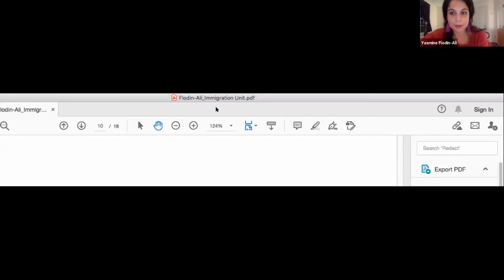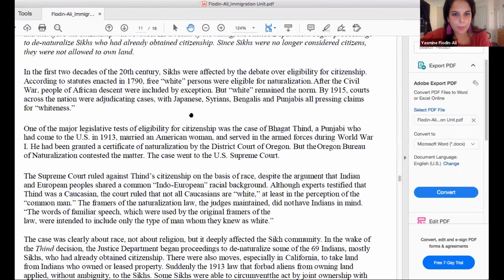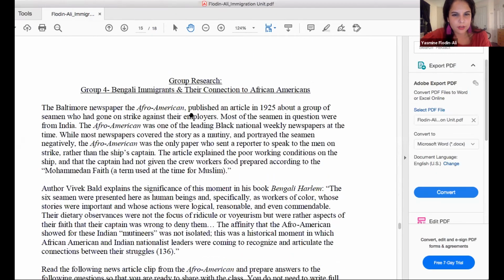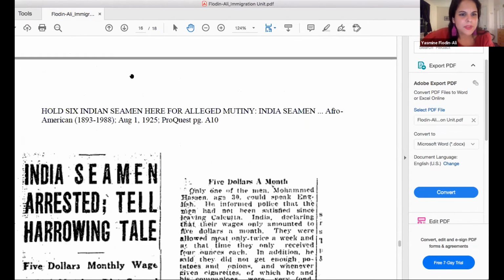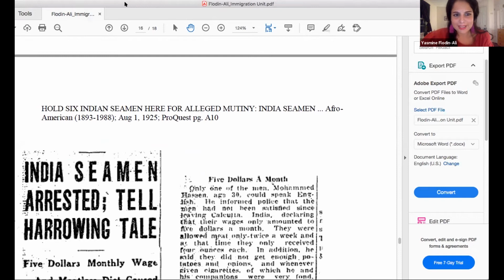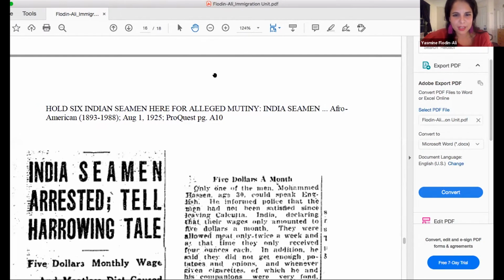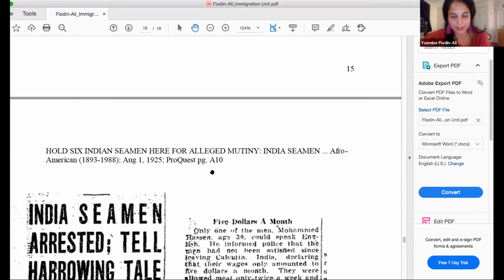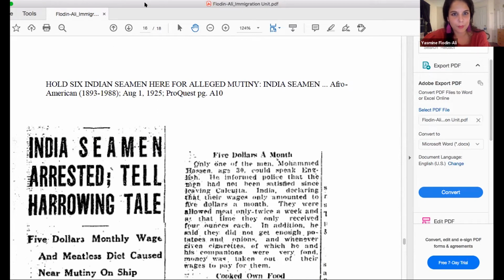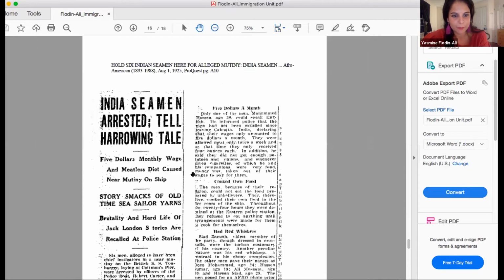Another one is an article. Specifically, it is an article that was written in a newspaper, which I will show you here. Can folks see this screen? Great. So this is a really dramatic title called "6 Indian Seamen Here for Alleged Mutiny." And it's in the Afro-American, which was a historically Black newspaper.